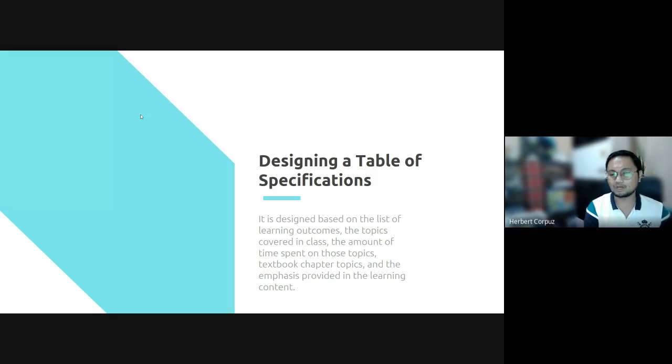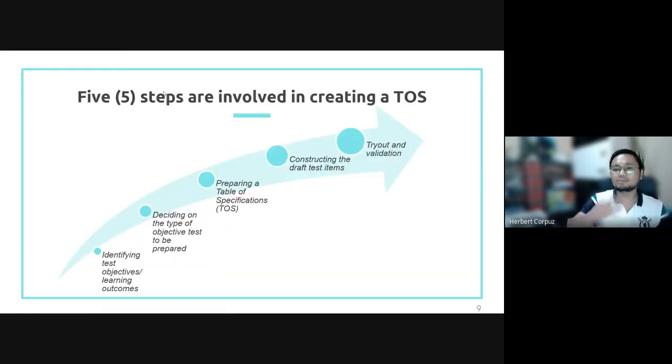So ngayon, maiintindihan nyo na ako ngayon that certainly, marami rin mga questions as regards writing learning outcomes, as regards assessing learning outcomes, kasi nga, napakahalaga ito sa inyo bilang mga guro sa hinaharap. Okay? Now, we proceed to the procedure.